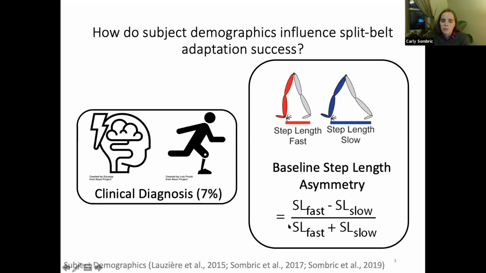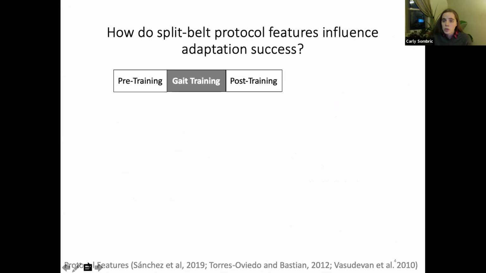And you can imagine that, you know, this equation is defined based on what we're going to make people do during adaptation. So the step length asymmetry magnitude is a subject demographic, but the sign of their step length asymmetry is experimenter controlled, because the experimenter decides which leg they're going to be putting on the fast belt and which leg's going to be on the slow belt. And we're also including information about the training protocol that they receive.